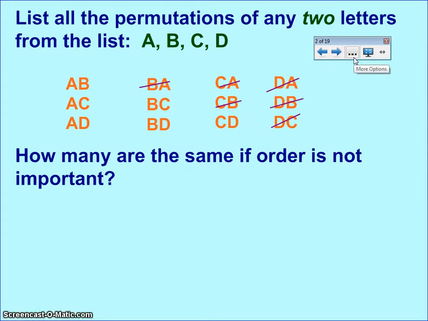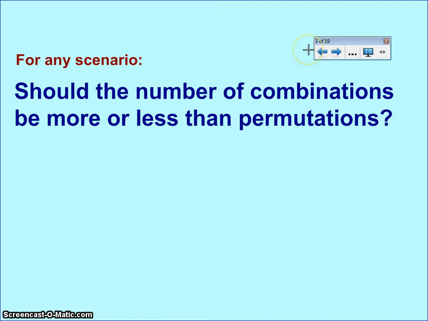If we say that order is not important, that is, the combinations that we're dealing with are the same as long as they contain the same letters or numbers or whatever it is, will that always reduce the number of permutations? That's my next question for you. So, should the number of combinations be more or less than the number of permutations? Pause the video, take a guess, and press play again.